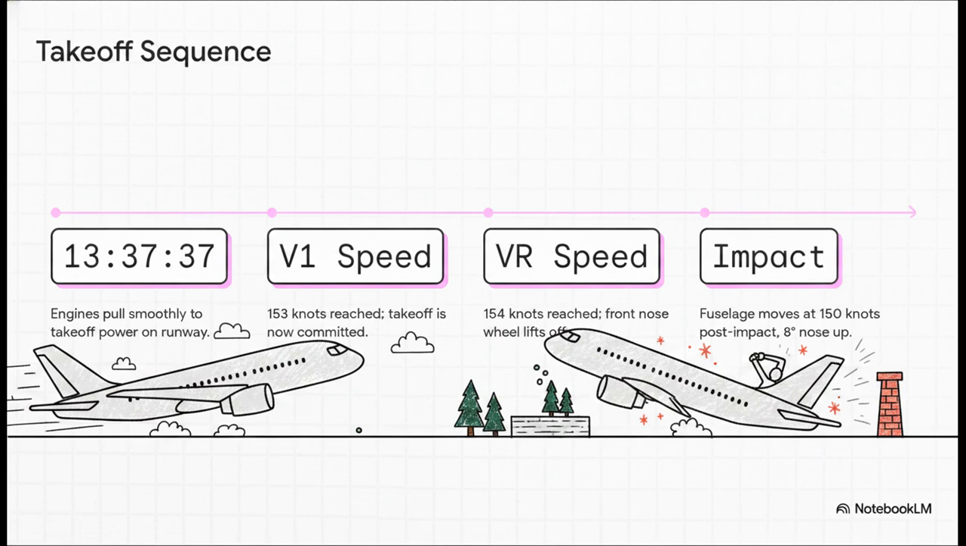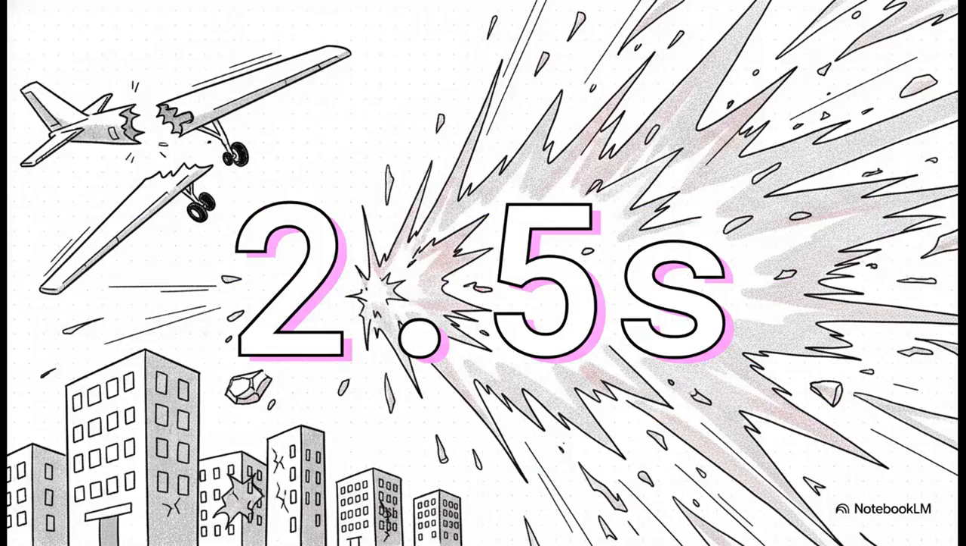But shortly after clearing the airport perimeter wall, the aircraft starts losing altitude and deviates to the left, striking trees and a chimney. What is incredible, though, is the post-impact data. Even as the aircraft was literally falling apart and hurtling forward at 150 knots, the fuselage maintained an 8-degree nose-up attitude. Those pilots were pulling back on the control column until the very bitter end, fighting with everything they had to clear those buildings. But physics won.